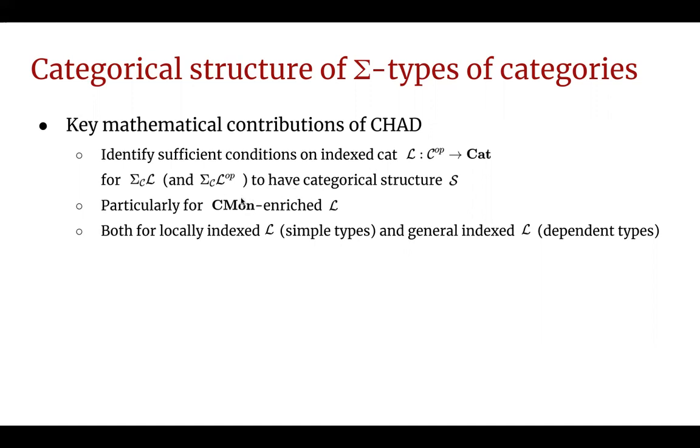Okay, so we're going to focus in particular on the structure of sigma types of categories where the fiber categories are all enriched over commutative monoids, because that's the case that is interesting for automatic differentiation. Right, and we're going to look at both results for the case of locally indexed categories, so that's the case of the simply typed world, and in the case for general indexed categories, which is the dependently typed world. And generally, we can live in the simply typed world as long as we don't have coproducts in our language. And once we throw coproducts in our language, the dimension of the space of tangent vectors can depend on the base point that we choose, so then we need dependent types.